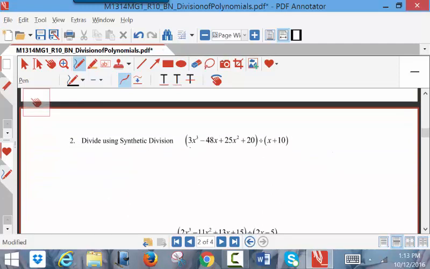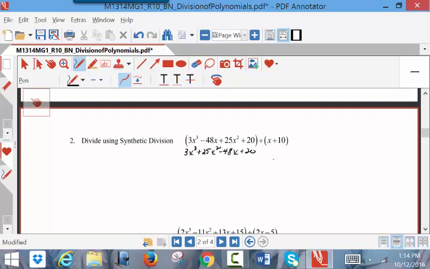First thing is your dividend here is not in descending order. They do that purposely to try to mess you up. So the first thing you do is write it as 3x cubed plus 25x squared minus 48x plus 20. That thing has to be written in descending order, so you have an x cubed, x squared, x, and no x in your dividend.